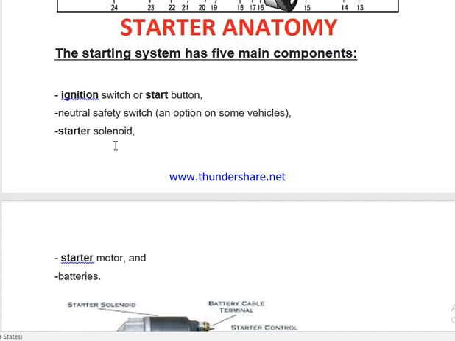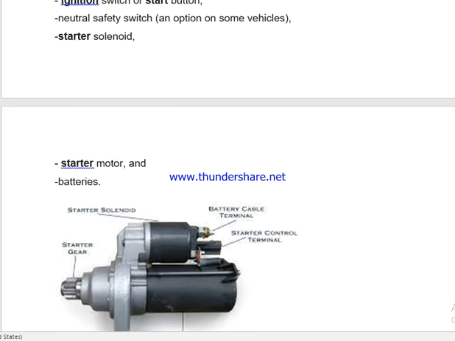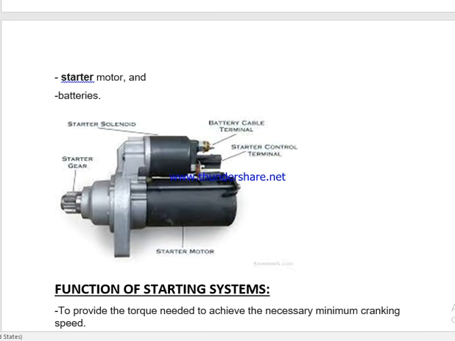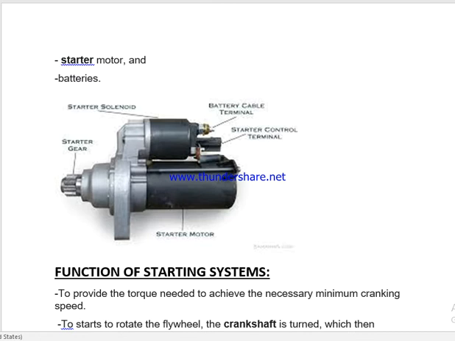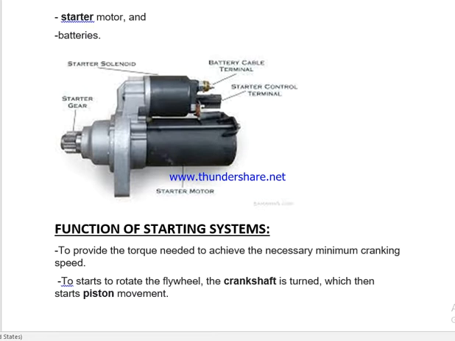Others have a starter solenoid. Others have a starter motor. The starter motor, you see, and lastly is the battery. These are the components of the starting system. There are many other components, but these are the necessary components of the starting system. Without wasting time, let's continue together with the function of the starting system.